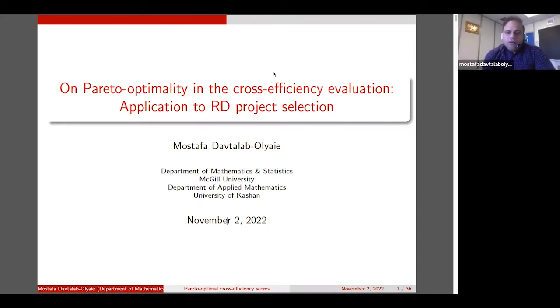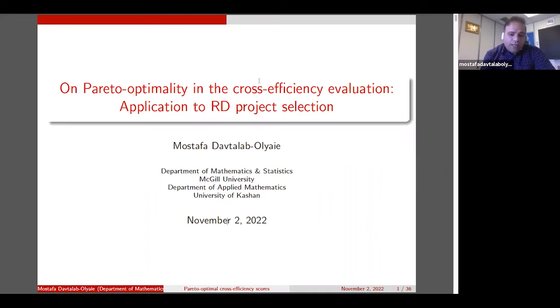The question is how we can find an optimal weights profile to generate a Pareto-optimal cross efficiency score. So we first introduce a natural notion of Pareto-optimality in the cross efficiency setting, and then we propose a multi-objective model to generate all Pareto cross efficiency scores. And then we propose a single linear model to generate a set of cross efficiency scores.